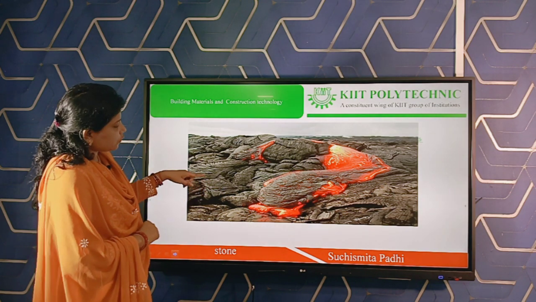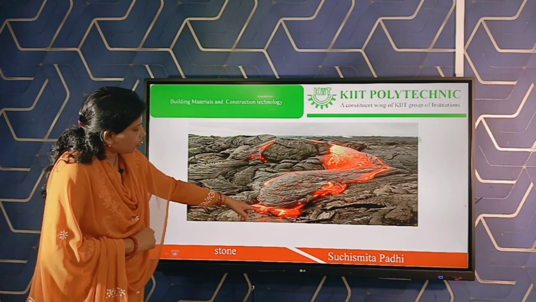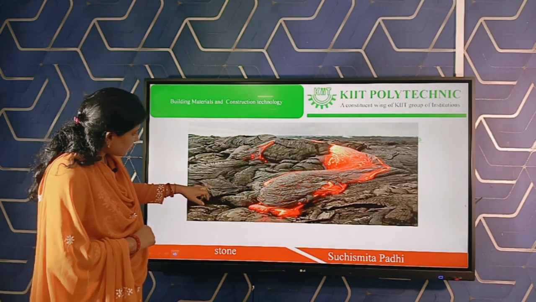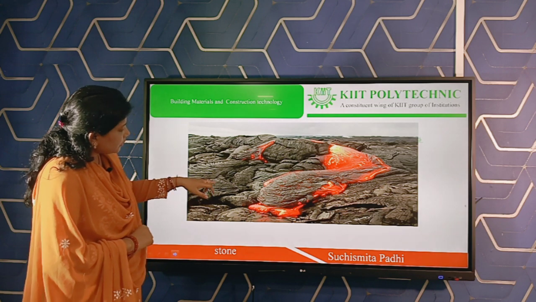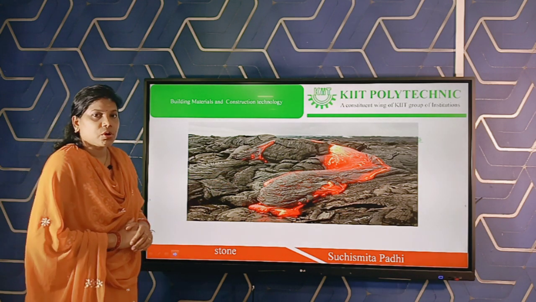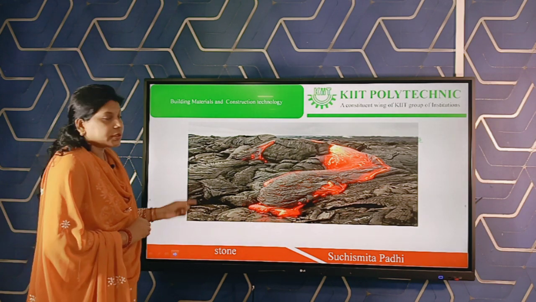This is the image for the igneous rock, how these are the hot rocky materials, and these are the rocks. Slowly, due to the cooling process, the hot rocky materials are converted into rocks. This is the clear image of formation of igneous rock.